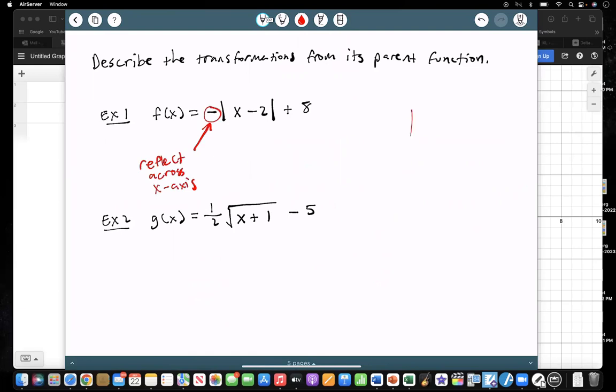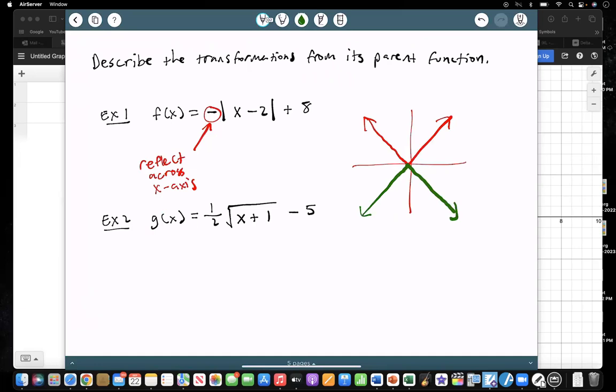Right, so we have a negative, and you have an absolute value here. So that negative, first thing it's going to do is reflect it. We'll do our transformation in green. So we'll reflect it across the x-axis.